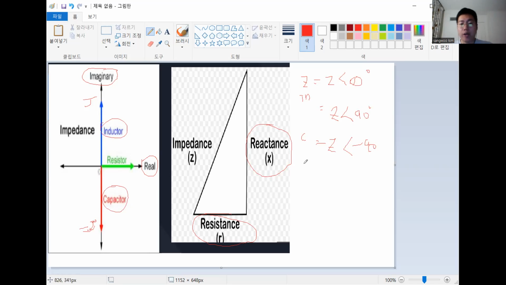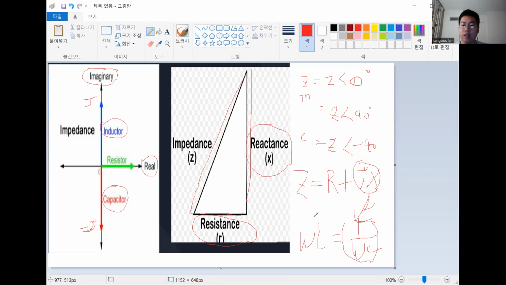So what I want to say is, impedance, we write it like this: impedance is R plus JX. JX, you know what I mean? Reactance. There are two reactances: one is omega L and one is omega C. This is the inductor's reactance and this is the capacitor's reactance. So let's see more.